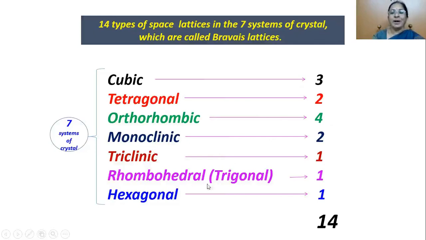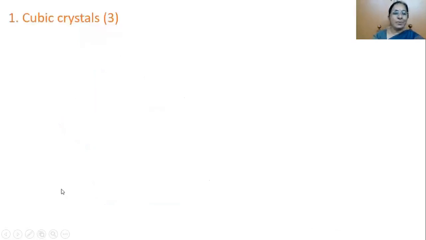Rhombohedral or trigonal crystal system can have a single type of space lattice only, and hexagonal also only a single type. If you add all these together, you can have 14 types of space lattices in 7 systems of crystal. Let us now see one by one.